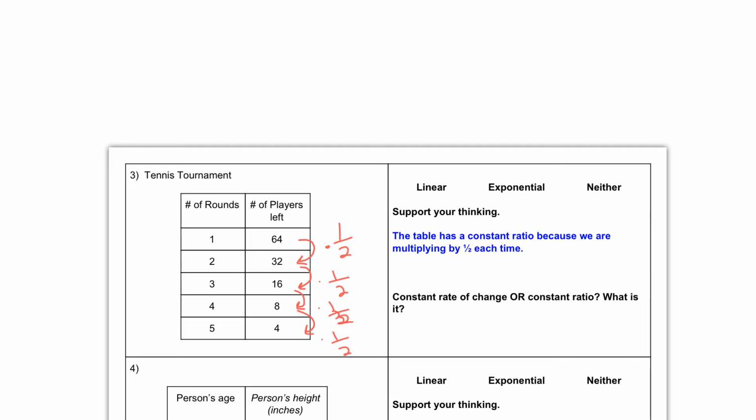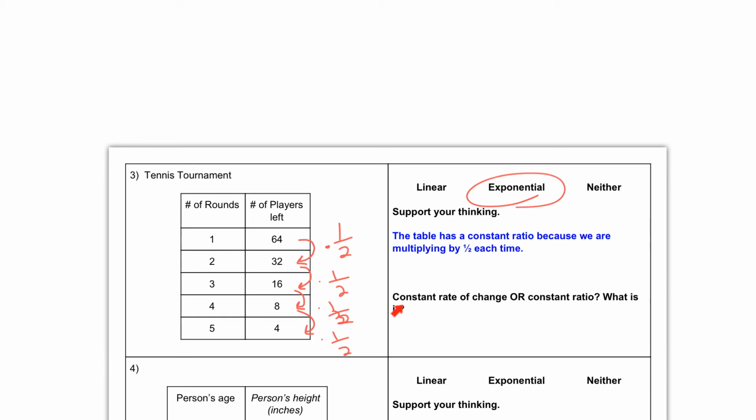And so you want to make sure you check the whole table to make sure it works all the way through. And since we do have that common multiplication, we can say that this function is exponential. And the reasoning for that, and I have that explanation written for you already, is the table has a constant ratio because we are multiplying by 1/2 each time.